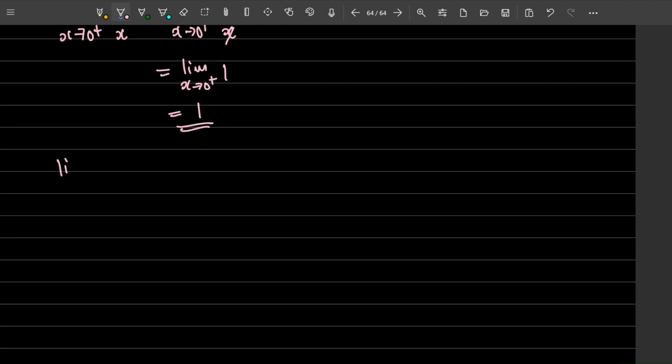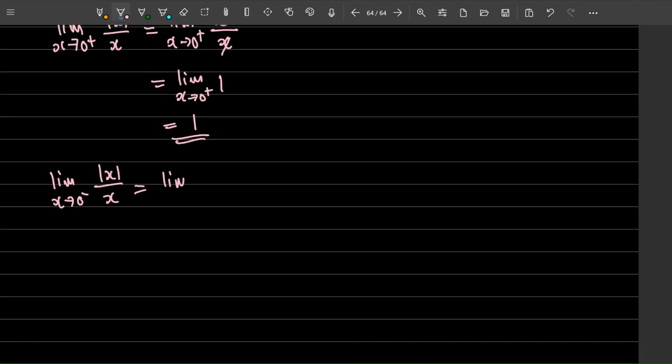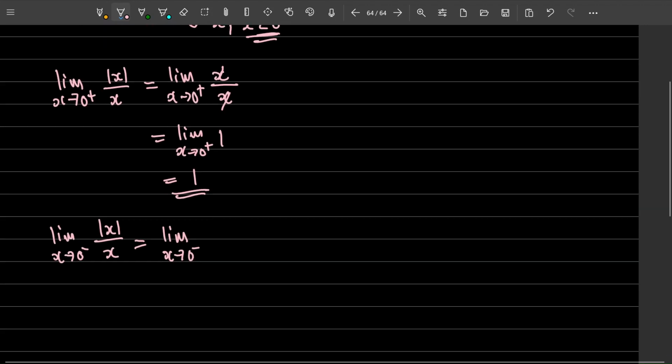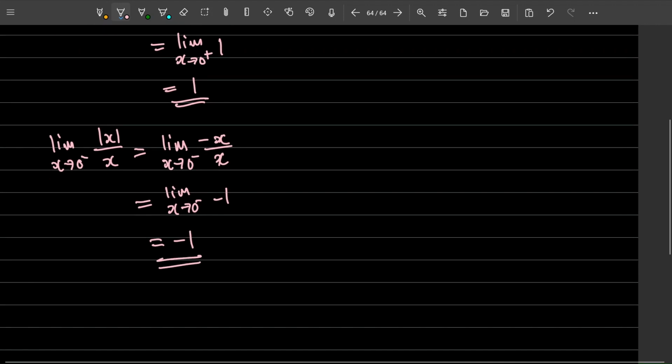So now let's go to the limit as x approaches 0 from the left of the modulus of x over x. If you're coming from the left, that means you're less than 0. What do you get? Negative x. So it will be the limit of negative x over x. The x's will cancel. You get the limit as x approaches 0 from the left of negative 1, and that limit is going to be negative 1. The limit of any number is that number. So we'll be done.